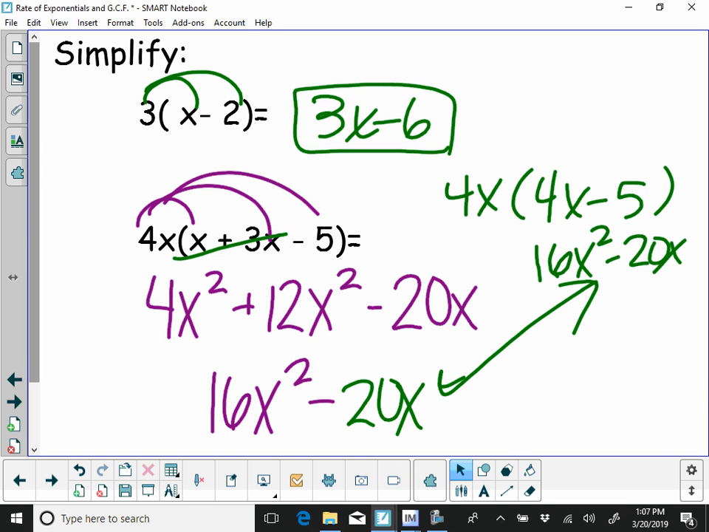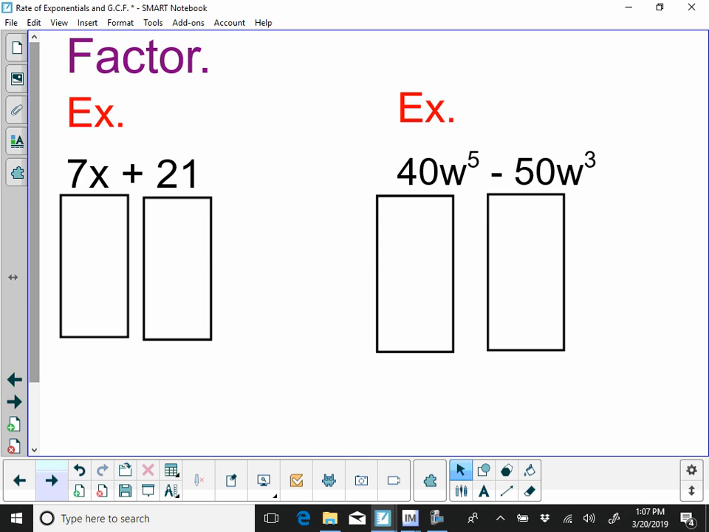So today what we're going to be doing is I'm going to give you this, the 16x squared minus 20x, and you're working backwards to give me the 4x times 4x minus 5. That's the only difference today.